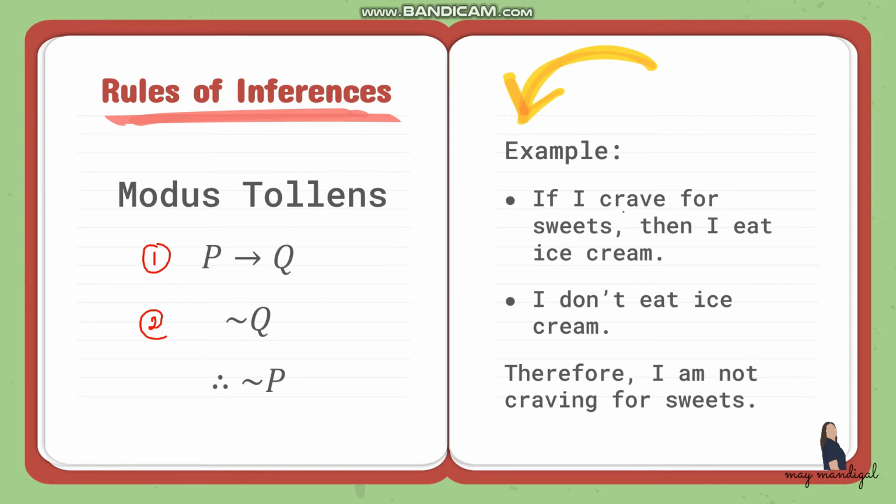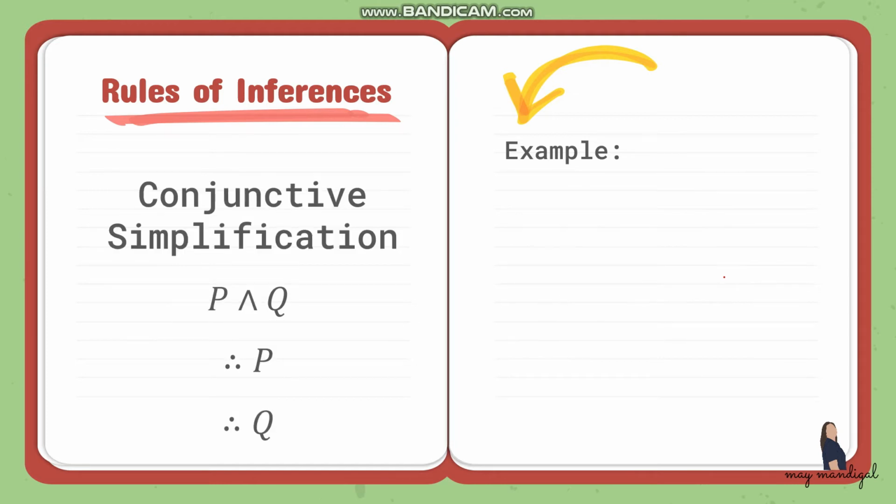So this first premise, if I crave for sweets, then I eat ice cream, is in the form of if P, then Q. The second premise, I don't eat ice cream, is not Q. So that only means I am not craving for sweets because I don't eat ice cream. So that is modus tollens. Next, what we have is conjunctive simplification.